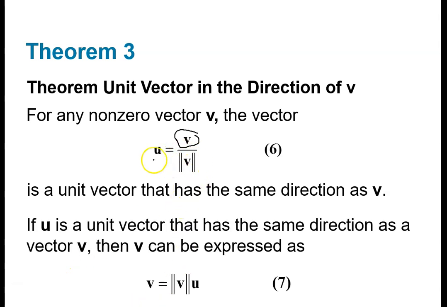All right, and then just multiplying both sides of this equation by the magnitude of v, you get that a vector can be written as a unit vector in its same direction times the magnitude of that vector. And that breaks it down into the two pieces of what a vector is: its direction, which is the unit vector, and its length, which is the magnitude.